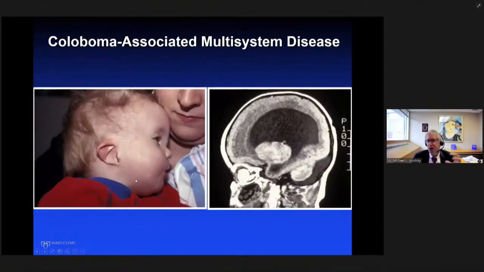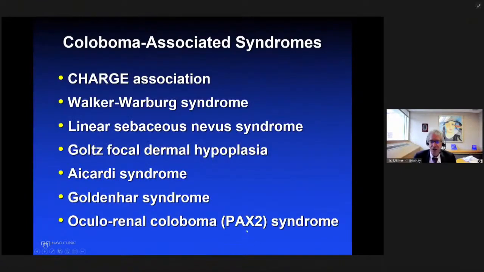And when you see this, you don't look for transsphenoidal encephalocele. You look for multi-system disease like CHARGE syndrome or Walker-Warburg syndrome, where you have lissencephaly of the brain. So there are all these conditions associated with coloboma, and a lot of them have skin lesions. A lot of them have cardiac lesions.